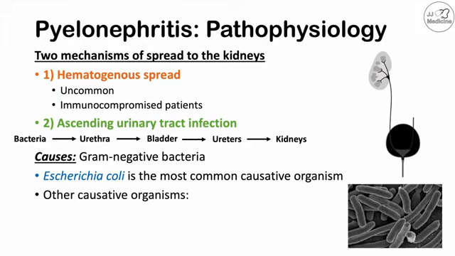Other common causative organisms of acute pyelonephritis include Proteus bacteria, Klebsiella, and Enterobacter. And there's a way to remember these 4 bacteria that cause acute pyelonephritis, and that is by the mnemonic KEEP, K-E-E-P, K for Klebsiella, E for E. coli, E for Enterobacter, and P for Proteus.